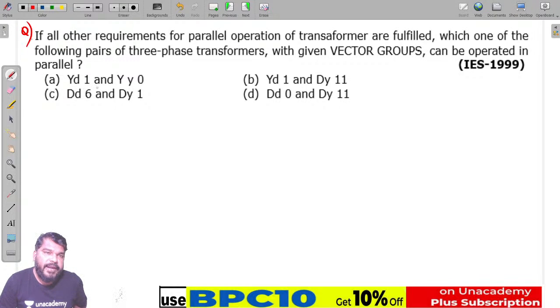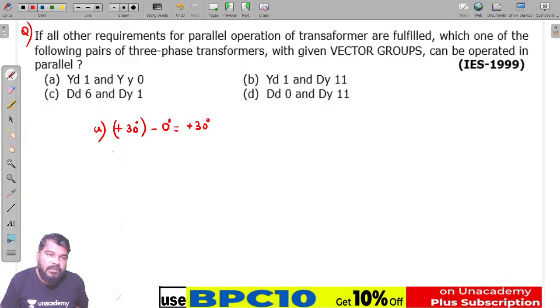Option A: YD1, YY0. YD1 is plus 30 degrees. Now verify the phase displacement. YD1 is plus 30 degrees minus 0 degrees, since YY0 is 0 degrees only. So this is equal to plus 30 degrees.